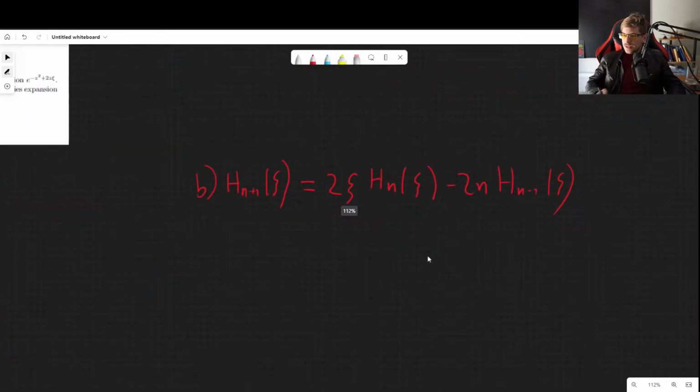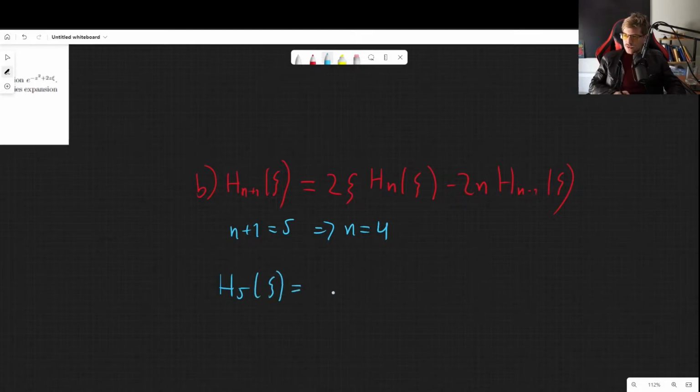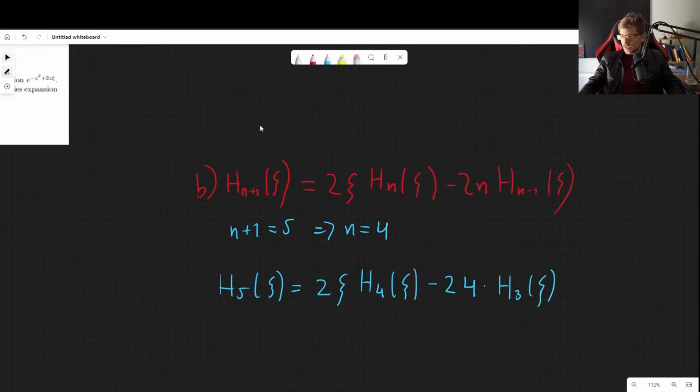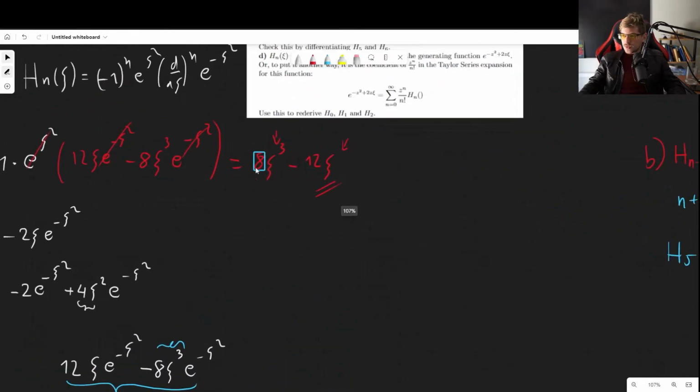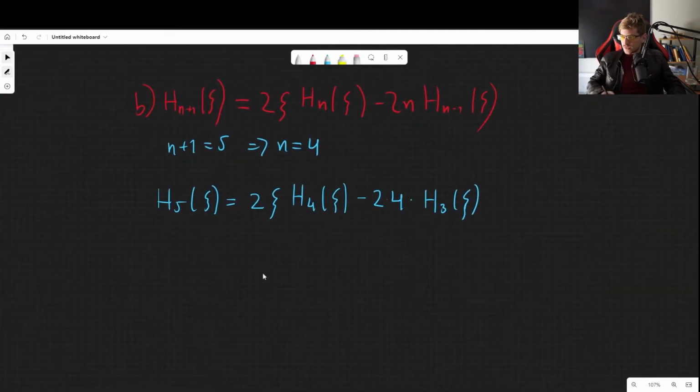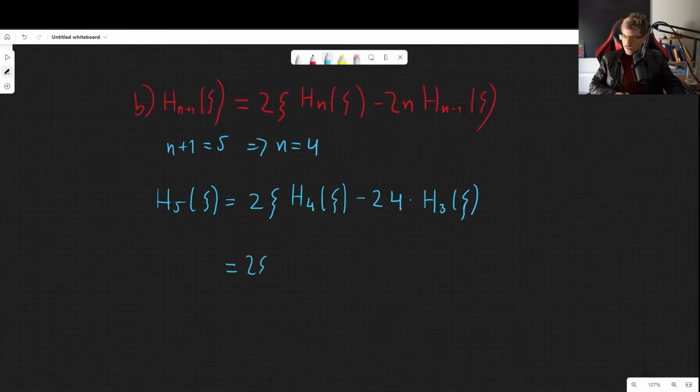So h5, if we want to find h5, it means that n plus 1 has to be equal to 5, right? Thus, n has to be 4. So h5, which, as I mentioned, corresponds to n equals 4, is going to be 2 times psi times the 4th Hermite polynomial minus 2 times 4 times the n minus 1, so the 3rd Hermite polynomial. Okay, so we already know both of them. This right here is the 3rd one, so let's plug it in. So actually, let's go for the number 4 first, because it appears first.